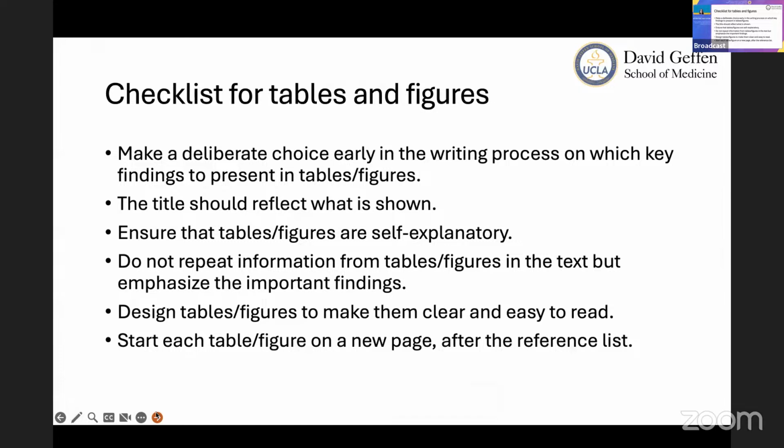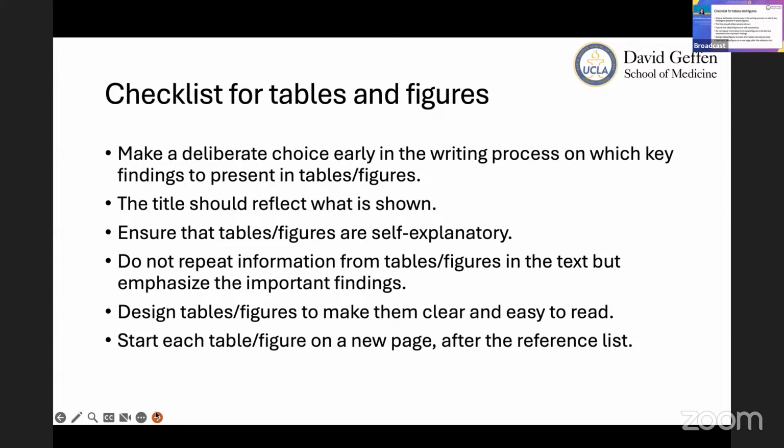So, a checklist for tables and figures. Again, make a deliberate choice early in the writing process. What's going to be a table? What's going to be a figure? The title of the table should reflect what is shown, same for the figures. And ensure that they're self-explanatory.